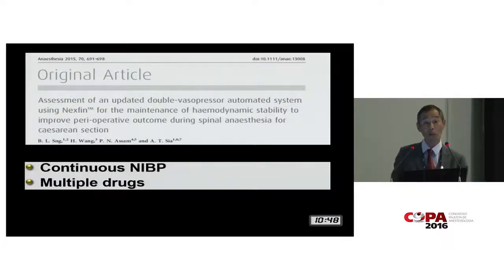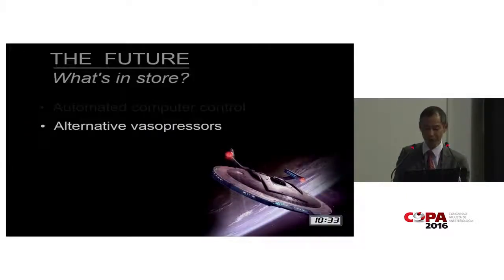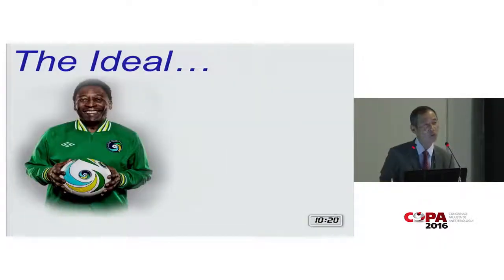My friends in Singapore are also looking at similar technology, where they are using continuous blood pressure monitors with a finger probe and using multiple drugs according to the heart rate changes. So there is a lot of scope of different types of automating this control. The final subject that I wish to talk about briefly is the consideration of alternative or newer or different vasopressor agents. Let's think about what is ideal. I think this is ideal in Brazil.